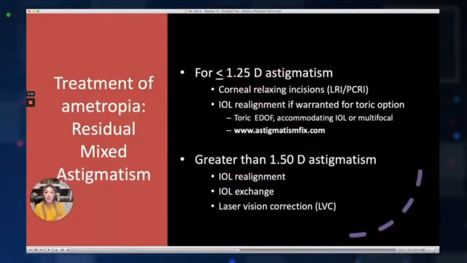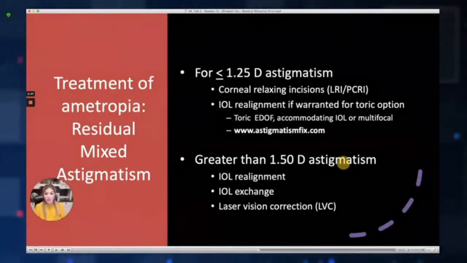For those patients with a residual mixed astigmatism left over, if it is a small amount, this is where a keratotomy can be very helpful to relax that astigmatism. But if it is a larger error, that larger error should be corrected with either laser vision correction, a toric lens realignment, or to consider an exchange depending on how large the error actually is.